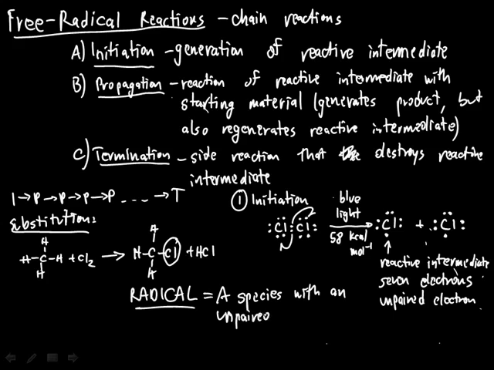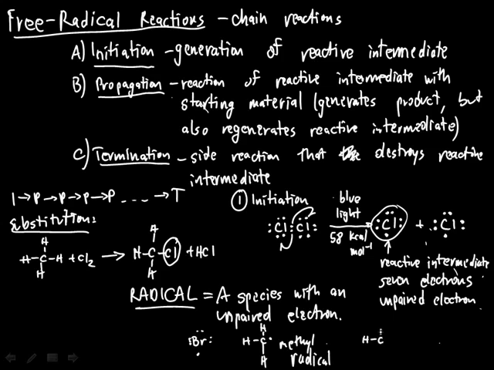As I already mentioned, radicals are very reactive, and so they never really build up in solution because they can't stick around. So they react almost as soon as they're formed. What we're seeing here is a chlorine radical, but many other radicals exist. For example, a bromine radical is very common. Carbon-based radicals are common as well, so this would be a methyl radical. Or an ethyl radical.